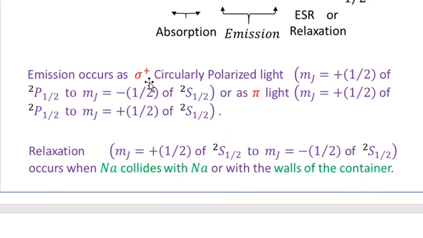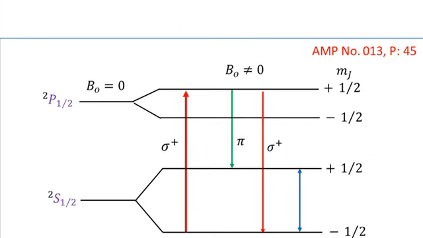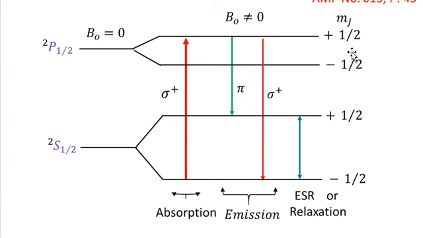Emission occurs as a sigma plus circularly polarized light from mj equal to plus half of the P half level to mj equal to minus half of the 2s half level, which is shown again by the red line. That is, the level mj equal to plus half has two possible decays. One is the decay through the red light, which is in resonance with the transition of the absorption. So the emission will also take place through the sigma plus line.